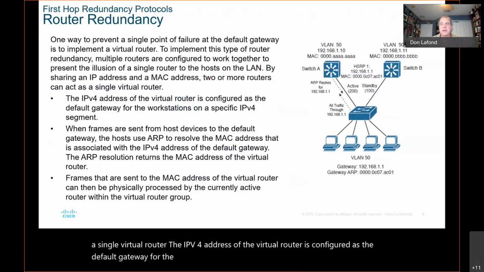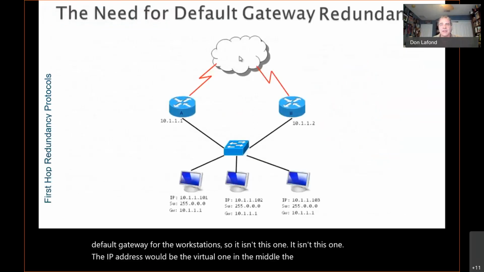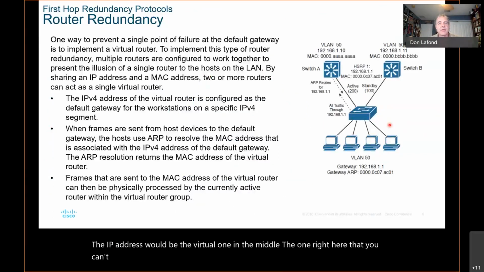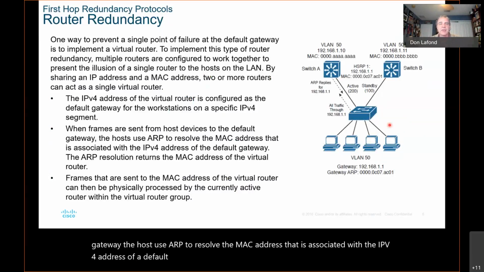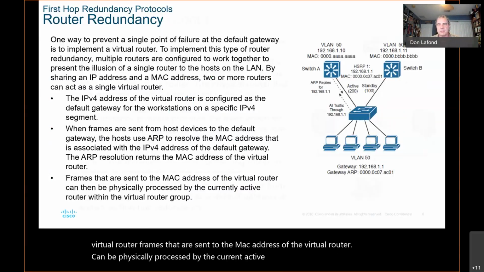So it isn't this one. It isn't this one. The IP address would be the virtual one in the middle, the one right here that you can't see. When frames are sent from the host device to the default gateway, the hosts use ARP to resolve the MAC address that is associated with the IPv4 address of the default gateway. The ARP resolution returns the MAC address of the virtual router. Frames that are sent to the MAC address of the virtual router can be physically processed by the current active router within the virtual router group.